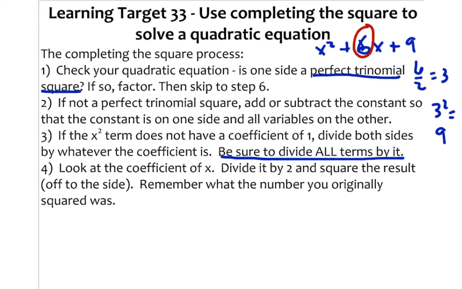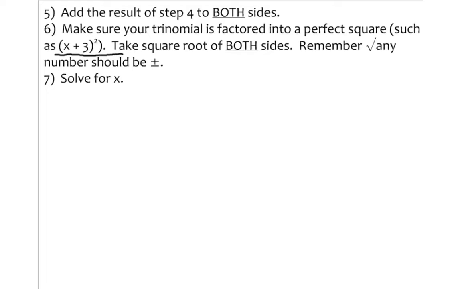The actual complete the square process is in steps 4 and 5. We will want to look at our coefficient of x, divide by 2, and square that result. The suggestion is to remember what that result happens to be before you squared it. Then you will add that result to both sides. You want to make sure it factors into a quantity squared, like x plus 3 the quantity squared.